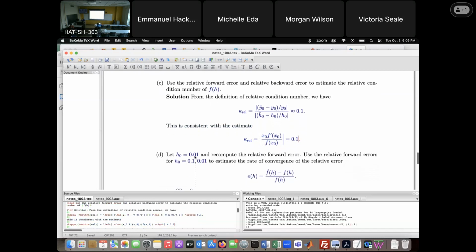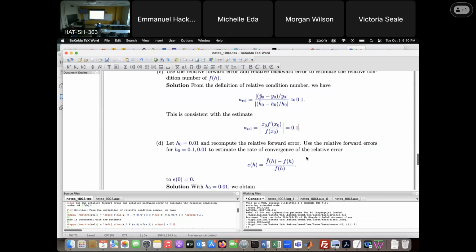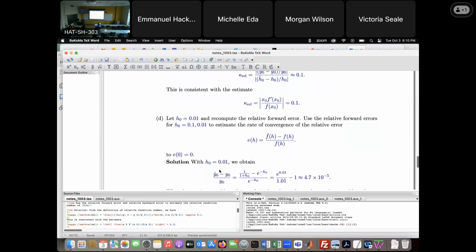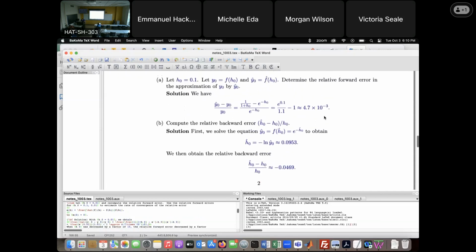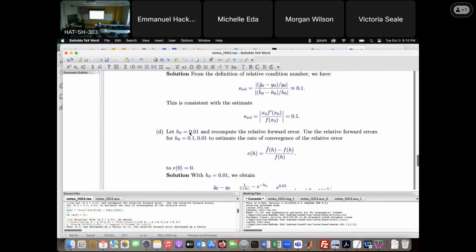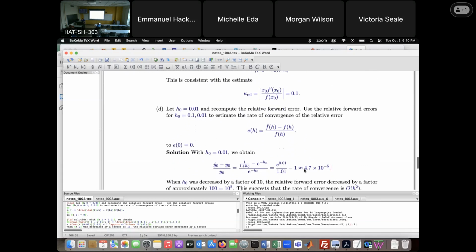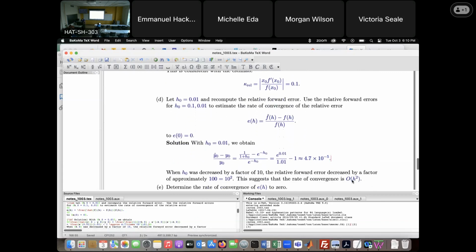After that, repeat this with h naught being 0.01, just to get relative forward error. Don't care about relative backward error at this point. So relative forward error with h naught equal to 0.01, you get this value, 4.7 times 10 to the minus 5. If we go back, with h naught being 0.1, you get 4.7 times 10 to the minus 3. This is what I talked about last class. Down here, h naught was reduced by a factor of 10, but the relative forward error was reduced by a factor of 100. It went from 10 to the minus 3 to 10 to the minus 5. That would indicate that the rate of convergence is big O of h squared.